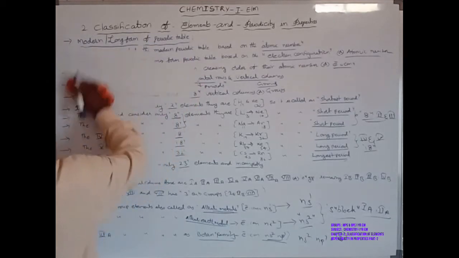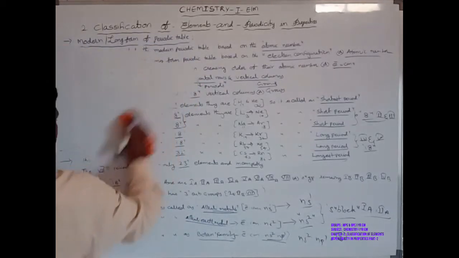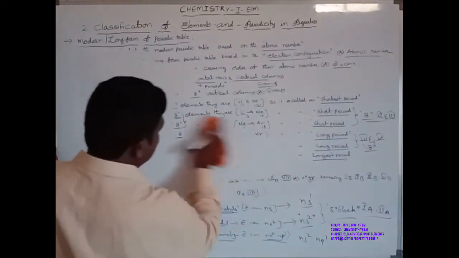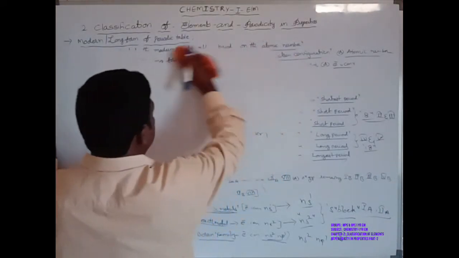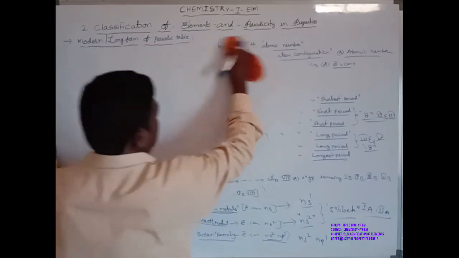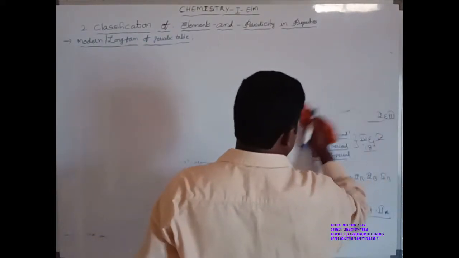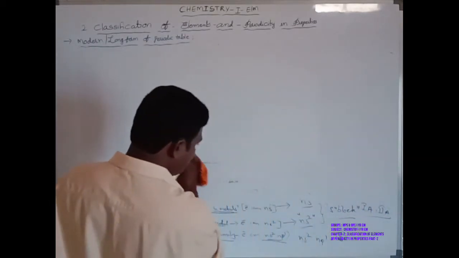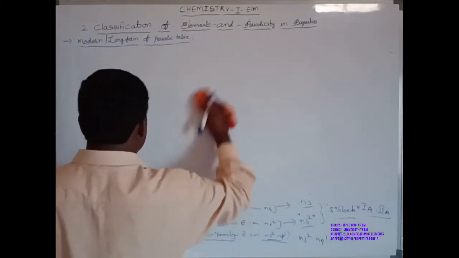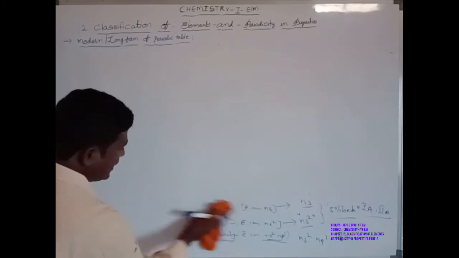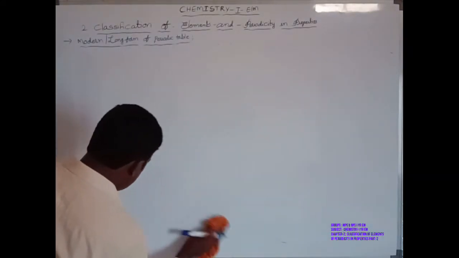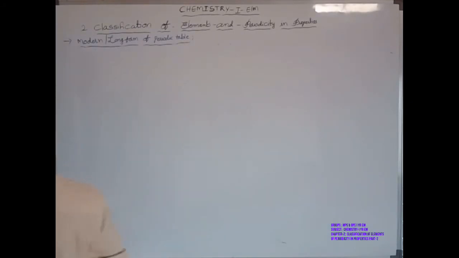Next, the fourth A group elements are also called the carbon family. The electron configuration is ns2np2. The outermost s orbital holds 2 electrons and the p orbital holds 2 electrons. In total, the outermost subshell holds 4 electrons, so it is called the fourth A group.